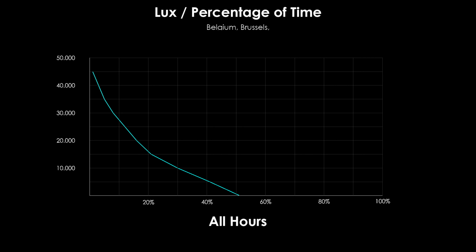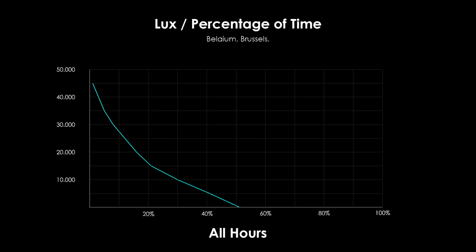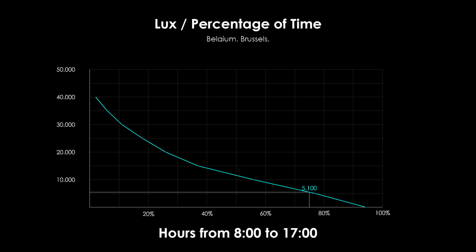Now, if you look at the amount of light available throughout the year, you can see that 50% of the time we have 0 lux. But that's because this is taking into account the night hours as well. If we remove the nighttime hours and we account only for the hours between 8 to 5, we can now begin to see that 75% of the time we actually have 5,000 lux available. This would mean that with a daylight factor of 2%, we're gonna get 100 lux in our space. Make sense? Hope it does.